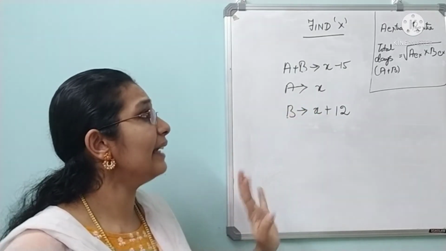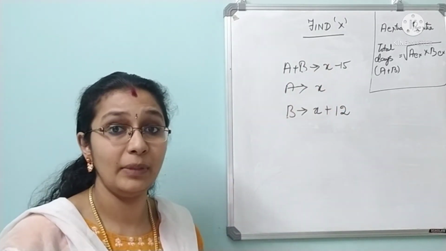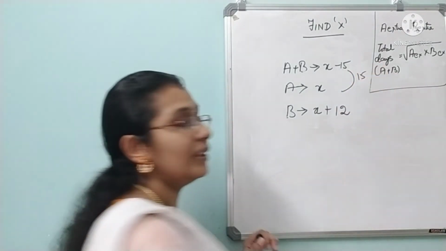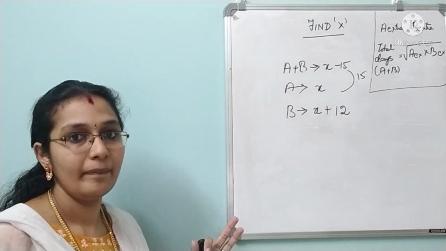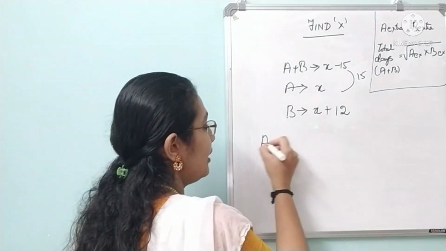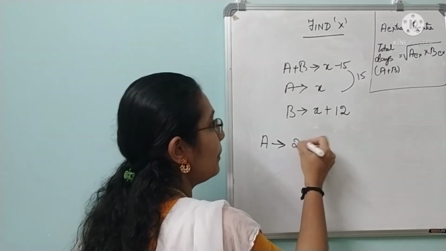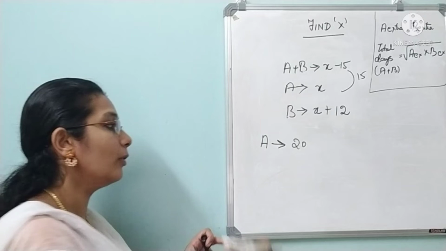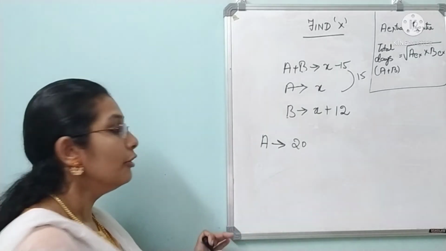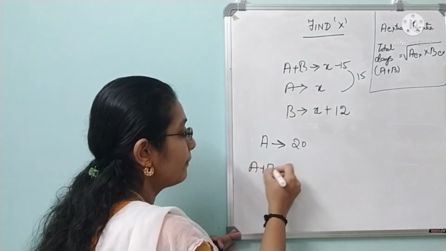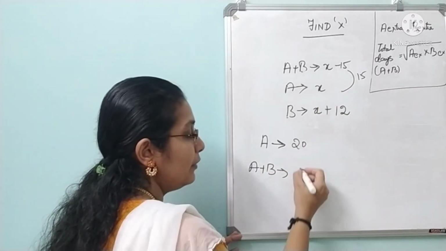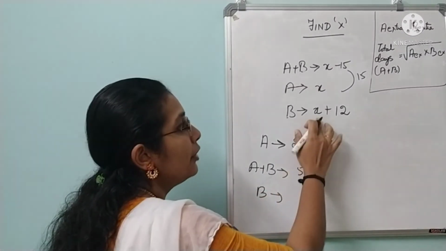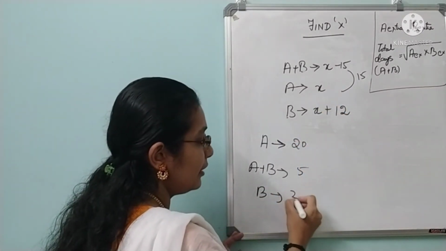Here A is x and A plus B is x minus 15, which means A is taking 15 hours more than A plus B. This is the concept. I'll tell you with an example. Consider A as 20, some bigger number than this, so when you subtract you don't get any negative sign. So A plus B would be 20 minus 15, which is 5. And your B would be 20 plus 12, which is 32.